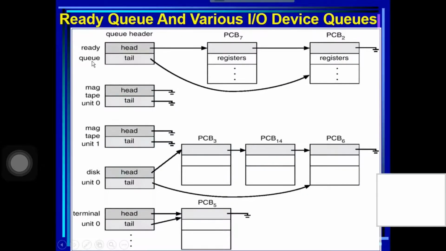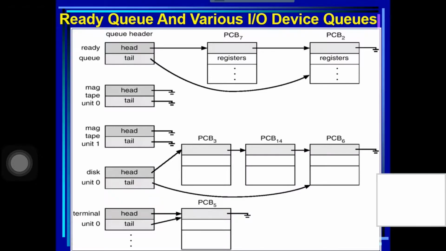to the first. This is the ready queue. You can see here it has a queue header. A ready queue header contains pointers to the first and the final process in the queue. Each PCB includes a pointer field that points to the next PCB in the ready queue.